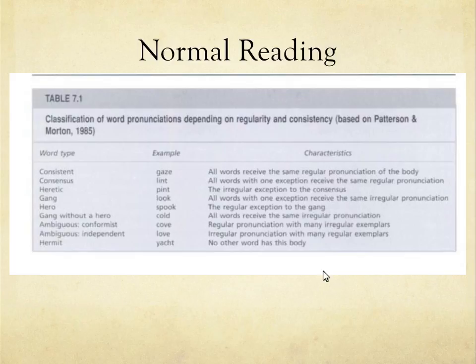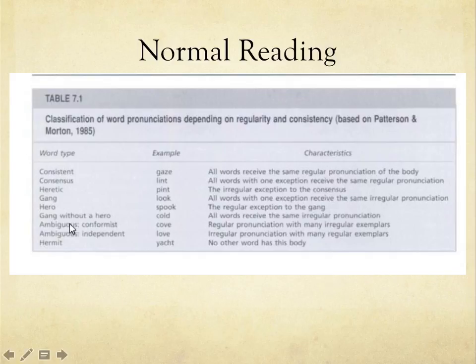You have gangs without a hero, so all words are irregular, like cold. And then you sort of have ones that are ambiguous. So cove is a regular pronunciation, but it has a whole lot of irregular exemplars, but it's not consistent or consensus. Love is an irregular pronunciation with many regular exemplars. And then there's words like hermits, which is where yacht falls in. So very strange bigram frequencies, so two-letter combo frequencies.